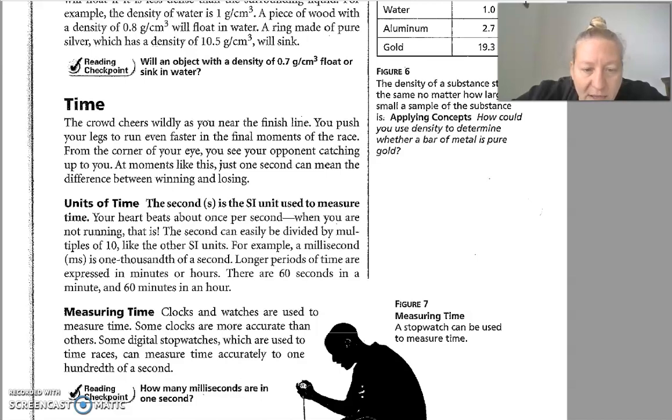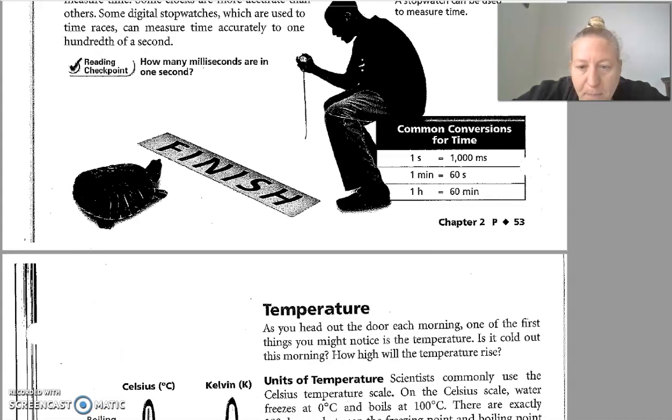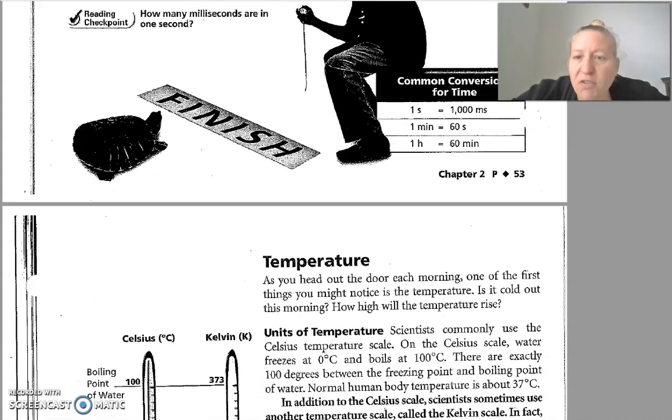So how many milliseconds are in a second? I will give you a second to think about that. Pause if you need more time. A millisecond is 1/1000th of a second. Okay, you'll see here there are conversions if you need help with that.